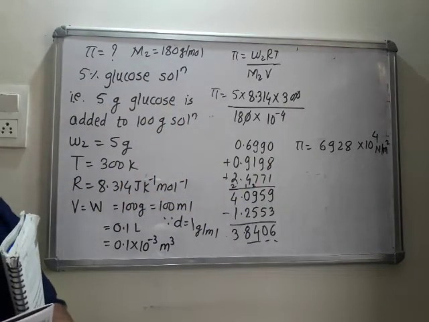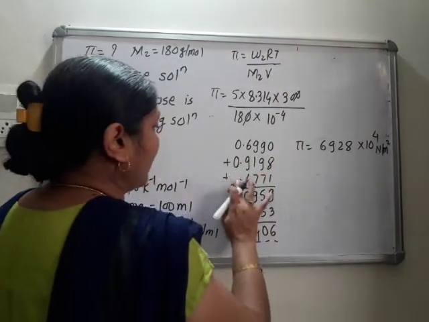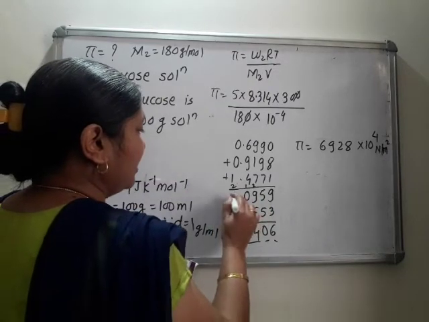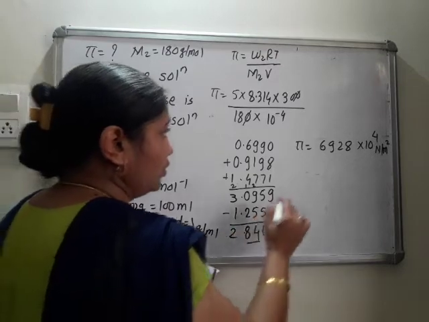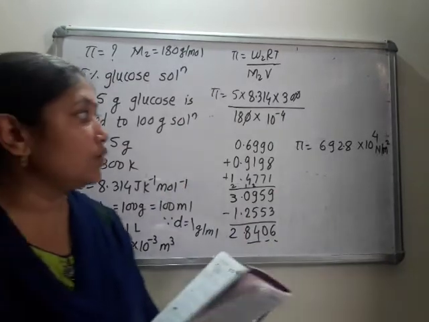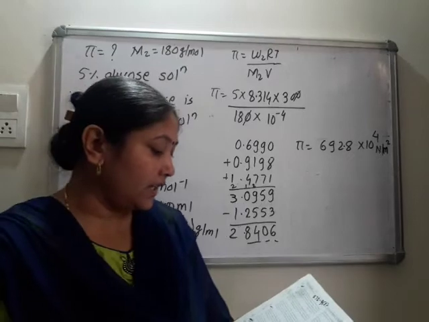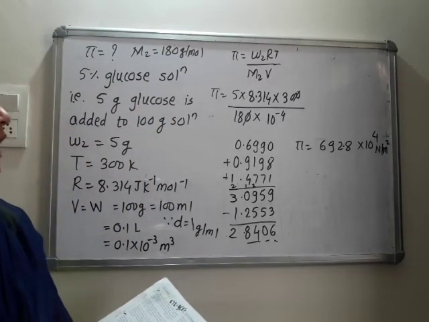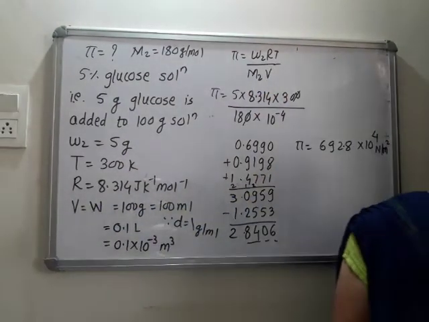Calculation part. Oh, here I wrote 2. It should be 1. That's only one decimal problem. This is 2 plus 1, 3. This is 3 minus 1 is equal to 2. Characteristic is 2. So 692.8. Is it? 692.8 into 10 raised to 4 Newton per meter square. Yes, this is the answer. Next question.